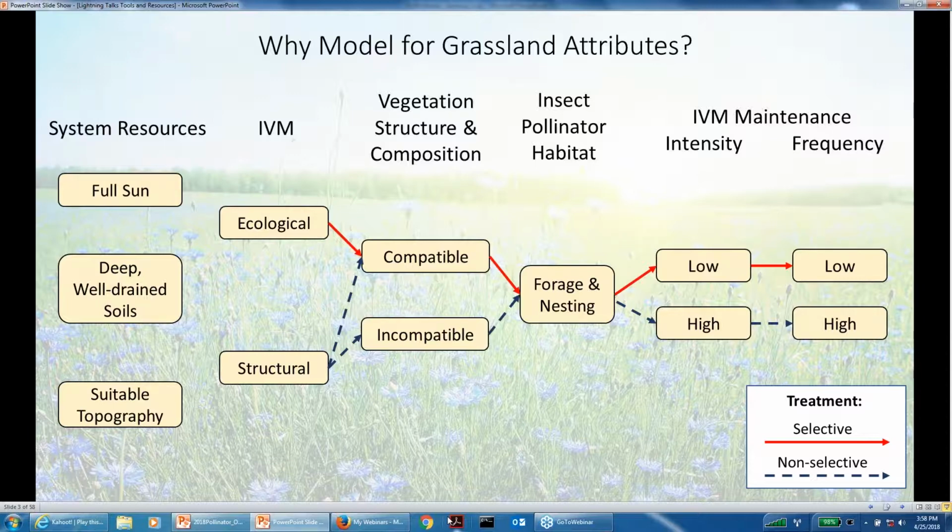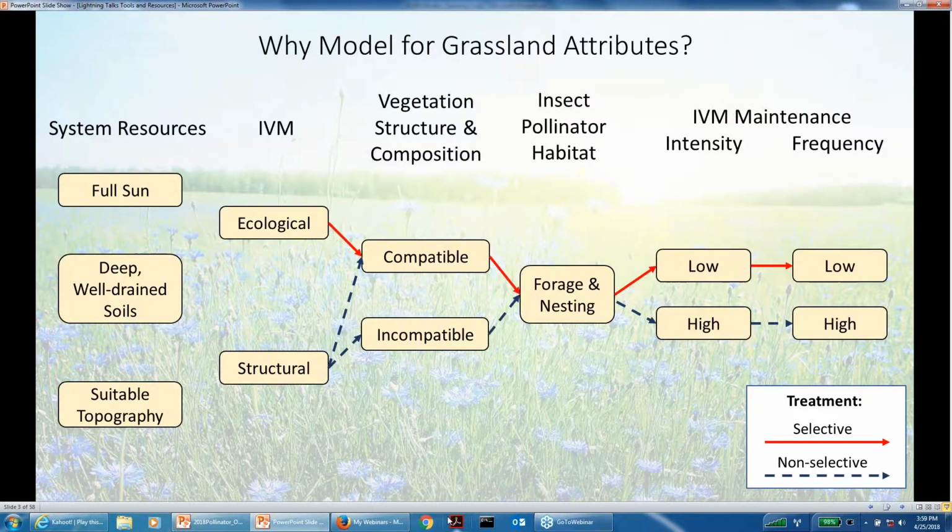Conversely, you have structural. This would be a reliance on mowing and spraying, leading to both compatible and incompatible structures. Although I would emphasize here, and I get this argument a lot, that we can mow and we can spray and we can produce pollinator habitat. That is true, but we can't do it everywhere. That's the blind squirrel line leading from structural to compatible, in that every now and then a blind squirrel finds a nut, but we're not planning for it. And of course we can get forage and nesting, but in the long run, unfortunately, the studies are showing that IVM intensity and frequency under structurally oriented IVM is leading to high intensity, high frequency treatments.